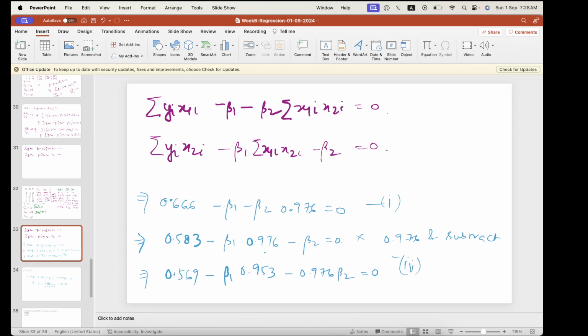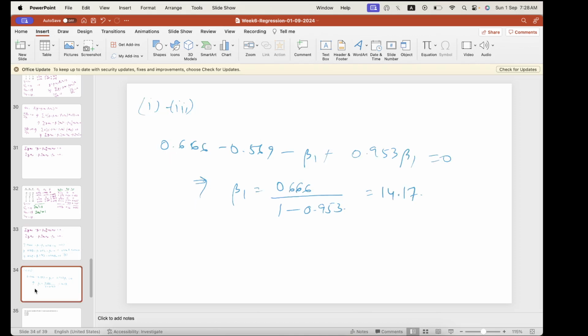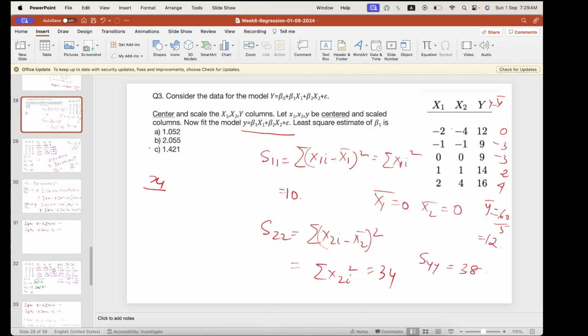And 0.666 minus 0.569. Okay, I have not subtracted this. Yes, so here this will be minus 0.569. This is something I forgot to do. Okay, 0.666 minus 0.569 divided by 1 minus 0.953. Yes, this comes to 2.06. So that is actually my beta 1, 2.055.